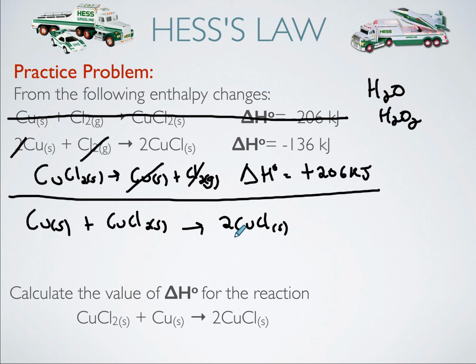So this did come out the way that we want it to. So now we just have to add our 2 answers here. So we have 206 and a negative 136. That's going to be delta H is equal to a positive 70 kilojoules.